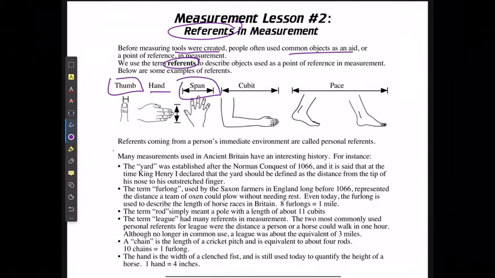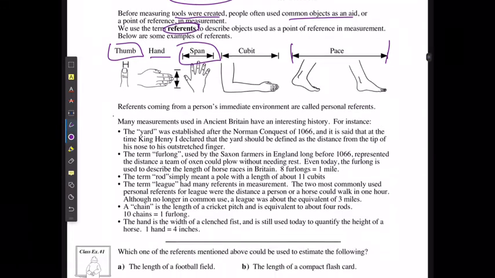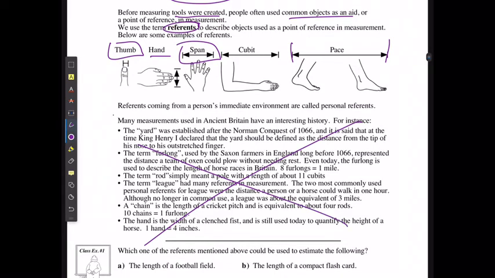A cubit is if you bend your elbow at 90 degrees, then it's going to be the end of the elbow to the tip of your fingers. And then obviously paces were relatively prevalent, which is one full step. I'm not going to make you read through all this. Don't worry about it.